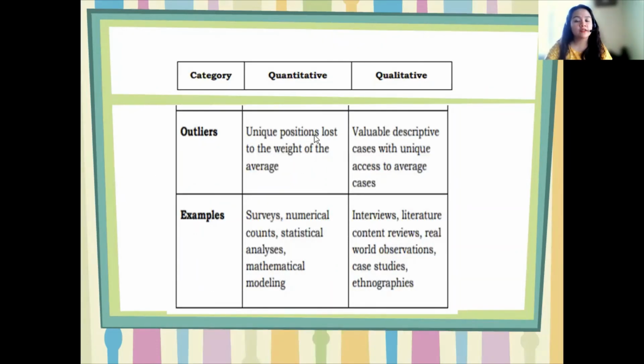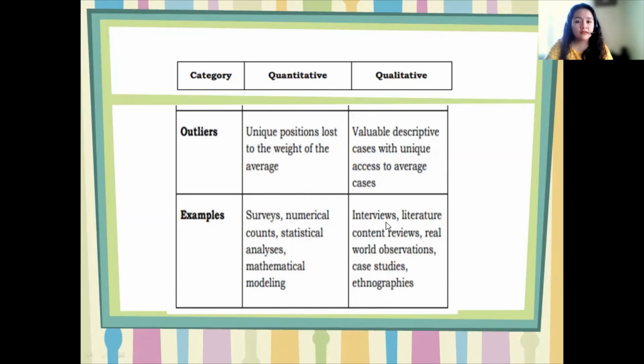Outlier, unique positions lost to the weight of average. So yung mga nawawala or outliers, yun yung sa weight of average lang. While in qualitative, valuable descriptive cases with unique access to average cases. And examples, surveys, numerical counts, statistical analysis, mathematical modelings, basta they utilize numerics. Quantitative. In qualitative, they use interviews, literature content reviews, real-world observations, case studies, and ethnographics.